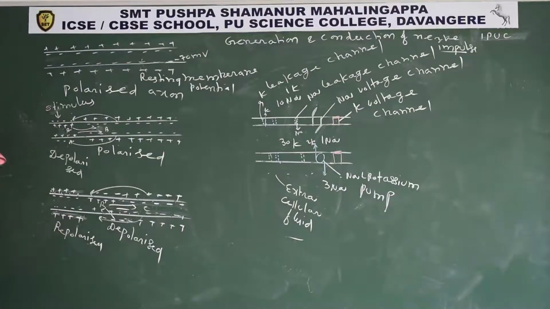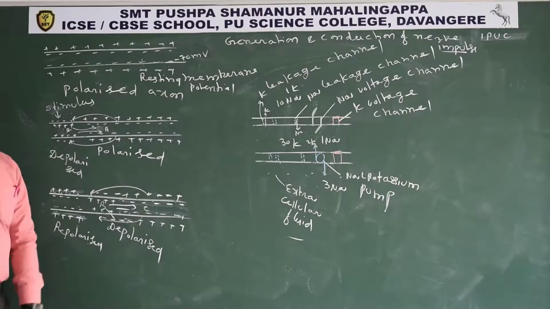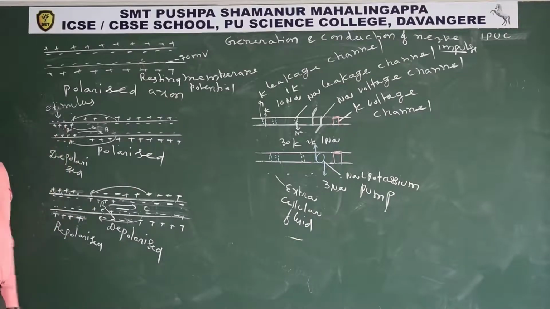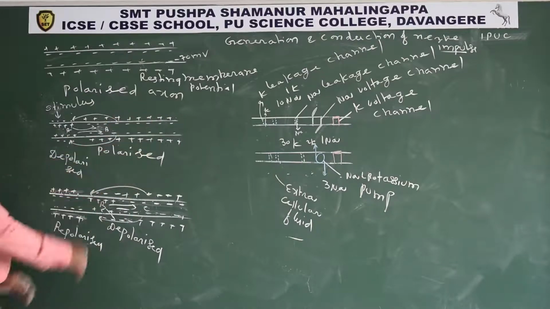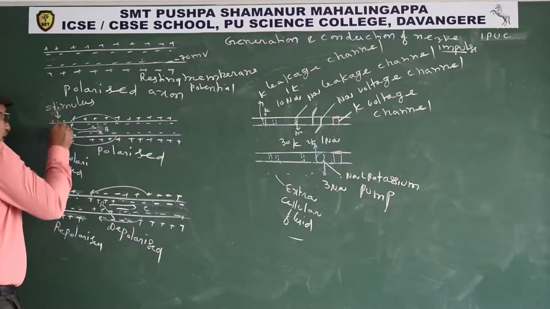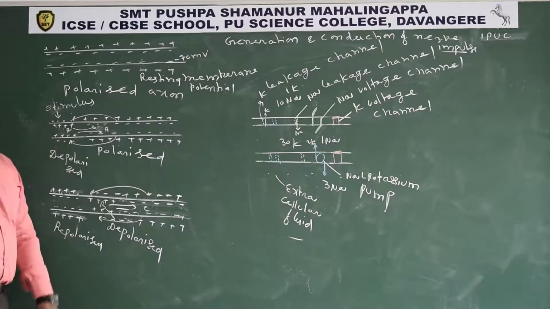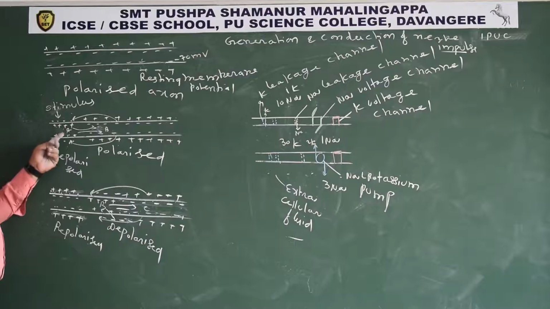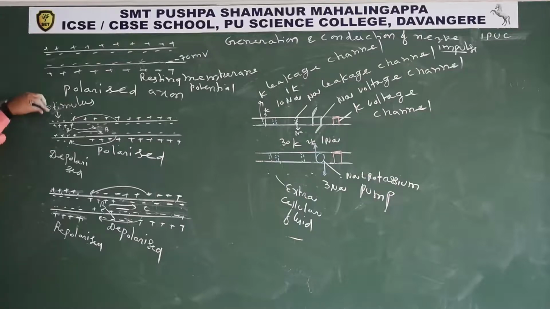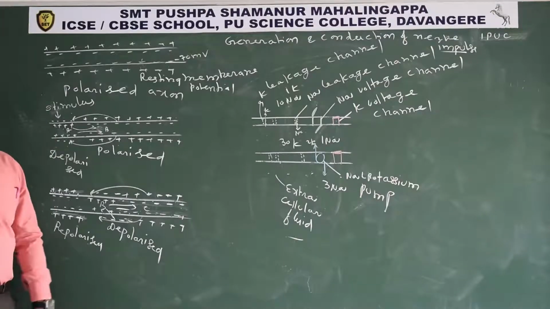Whenever it receives the stimulus, what happens? Potassium leakage channels are less, sodium leakage channels are more. The sodium voltage gated channel opens and sodium enters into the axoplasm. Along with sodium, information enters. The inner surface of A is electrically positive, the outer surface of A is electrically negative. After receiving the stimulus, it is depolarized, also known as action potential.